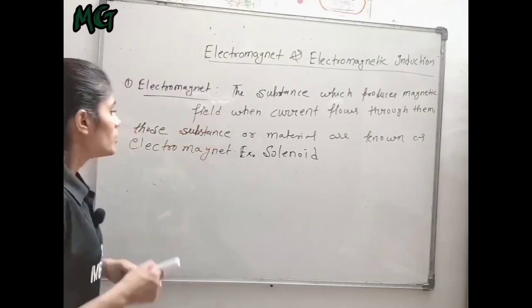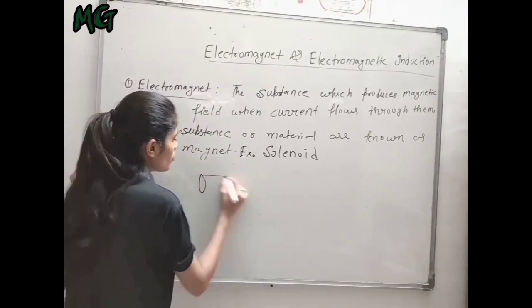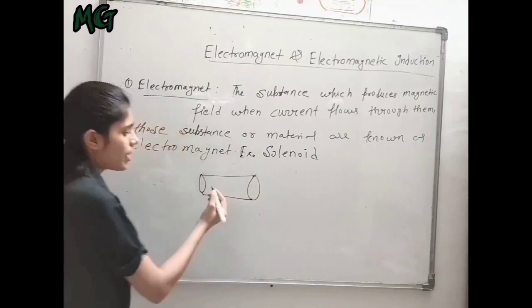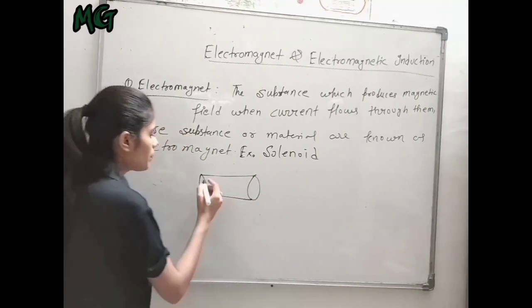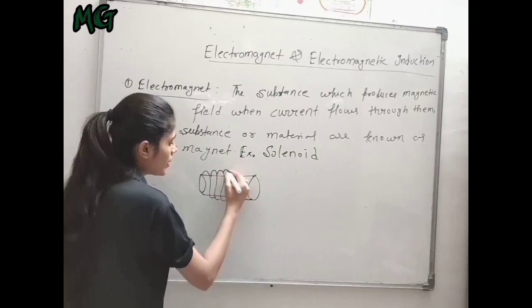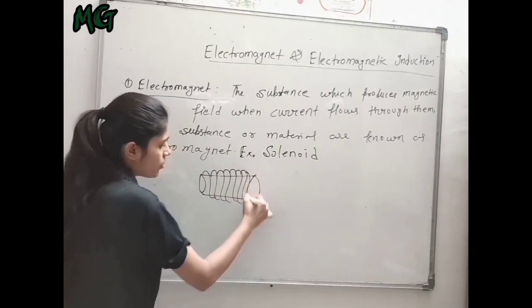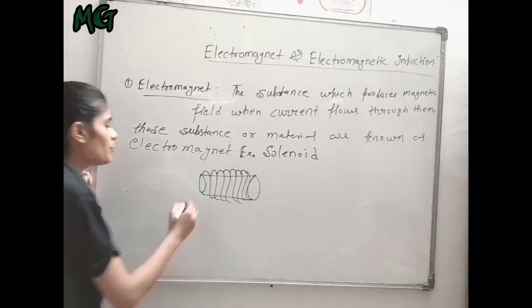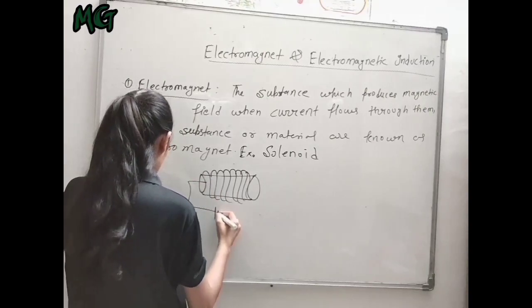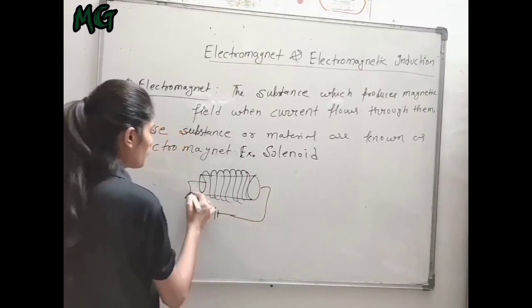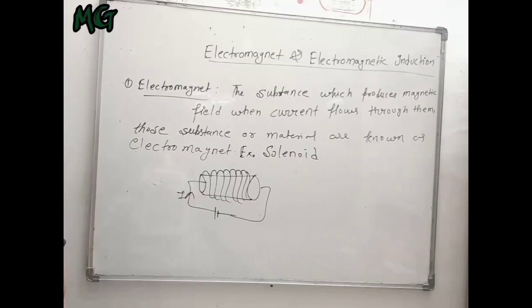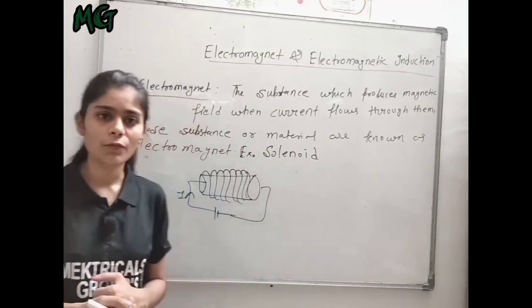Yes students, try to understand, you have a solenoid with a cylindrical shape, and conducting wire is wrapped around it. When we connect it to a cell, that means we are flowing current through it, what will happen? It will produce a magnetic field.